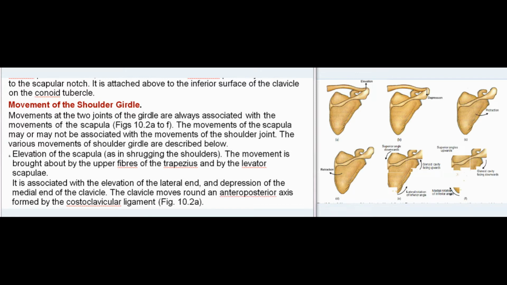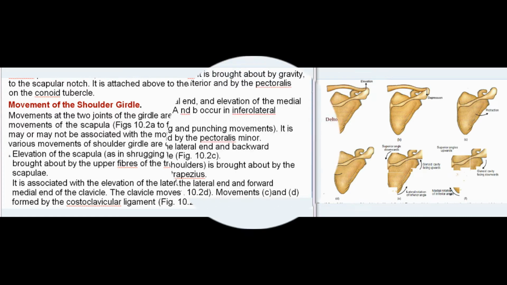Elevation of the scapula, as in shrugging the shoulders. The movement is brought about by the upper fibers of the trapezius and by the levator scapulae. It is associated with the elevation of the lateral end, and depression of the medial end of the clavicle. The clavicle moves around an anteroposterior axis formed by the costoclavicular ligament, Fig 10.2a.